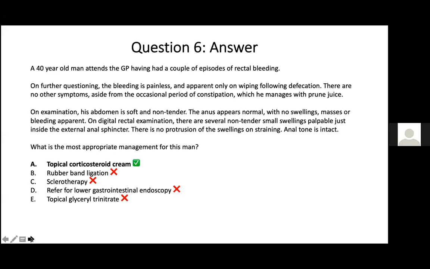So rubber band ligation, that's for higher grade hemorrhoids, ones that are poking out, ones that are not going back in. Sclerotherapy, again, that's for hemorrhoids that are not going back, poking right out. And referring for a lower GI endoscopy, that I would reserve for people that have other worrying symptoms of a bowel cancer. So if you had a mass, if you had a change in bowel habit, if you have weight loss, any other risk factors for a bowel cancer, of course, we'd be referring him for endoscopy. But this man doesn't have any particular risk factors for a bowel cancer. So we're going to treat him with a topical corticosteroid treatment and see how he goes.